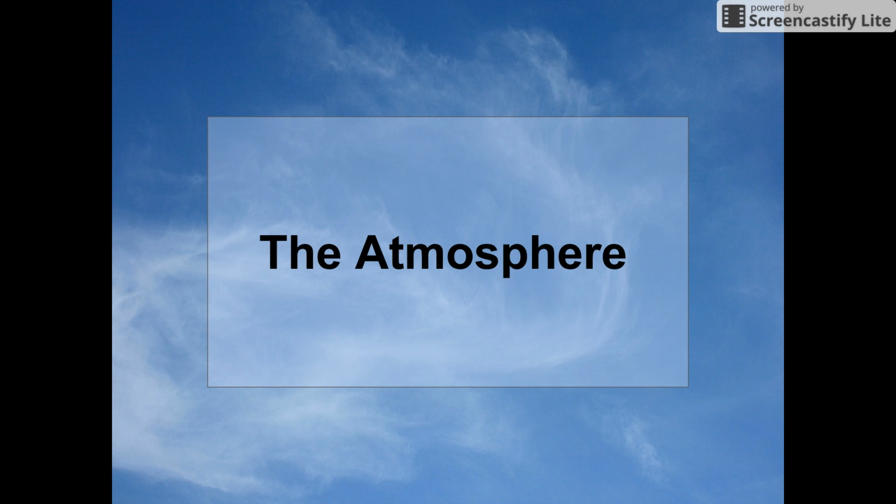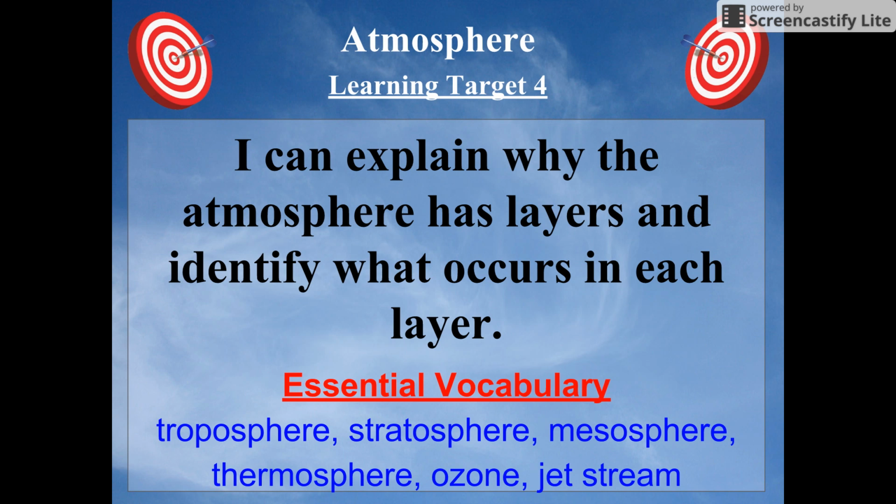The atmosphere. Learning target number 4 for the atmosphere is I can explain why the atmosphere has layers and identify what occurs in each layer. Your essential vocabulary is troposphere, stratosphere, mesosphere, thermosphere, ozone, and jet stream.